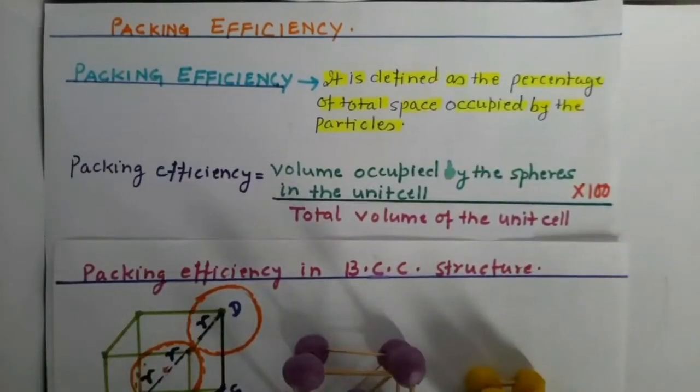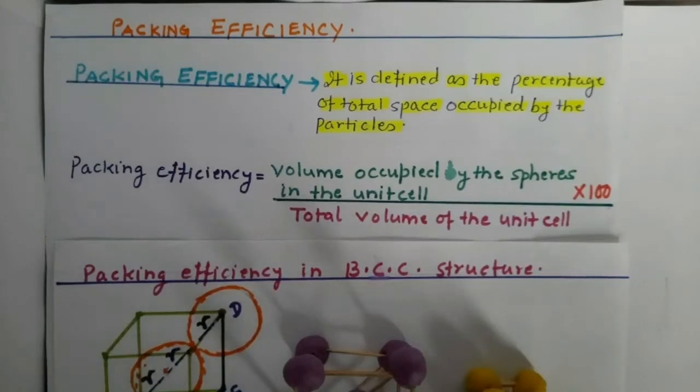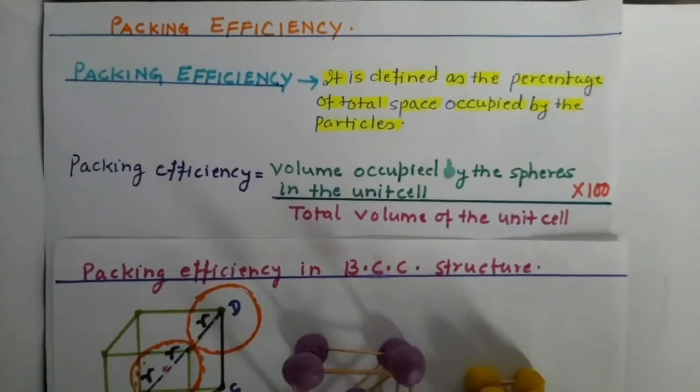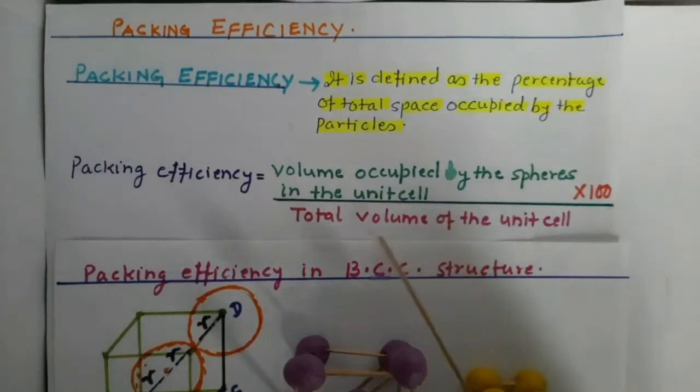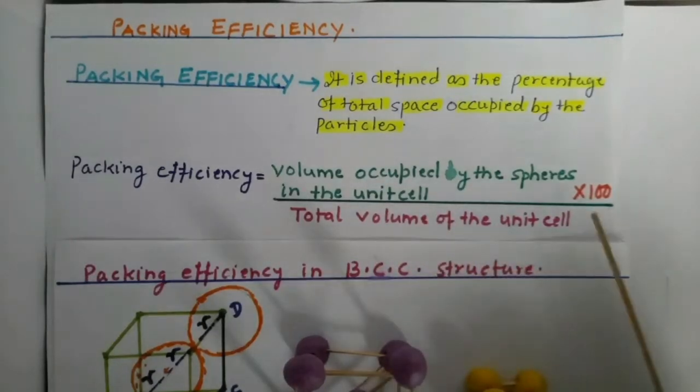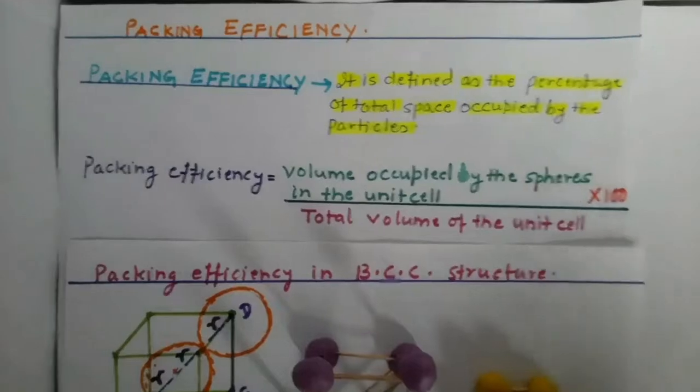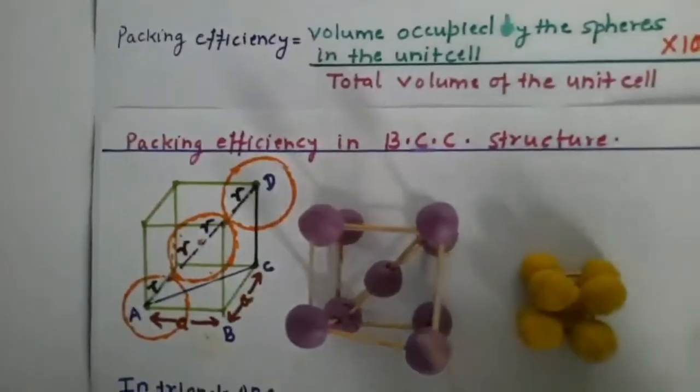Today we will calculate the packing efficiency in body-centered cubic structure. Packing efficiency is defined as the percentage of total space occupied by the particles, that is atoms, molecules or ions, which are packed together in a solid. Packing efficiency can be calculated as volume occupied by the spheres in the unit cell divided by total volume of the unit cell, multiplied by 100. Let us calculate the packing efficiency.